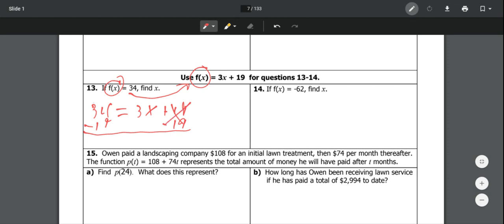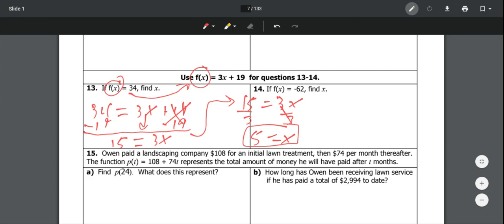So you're going to subtract both sides by 19. Actually, that won't cancel out. That's 34 minus 19, which equals, that'd be what, 15? 15 equals 3x. So that comes down. Now I'll finish it over here. So 15 equals 3x. We've got to divide by 3 on both sides. So 5 equals x. So that's how you would do that.